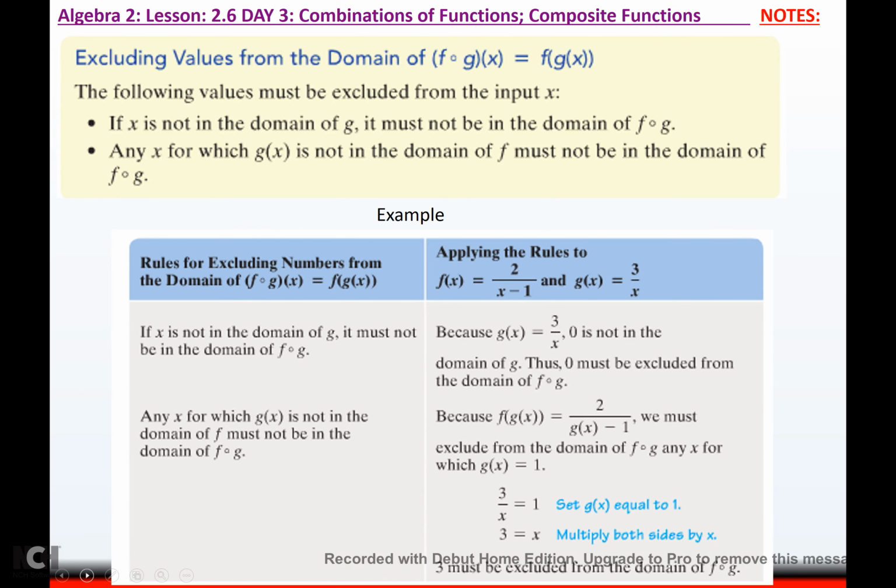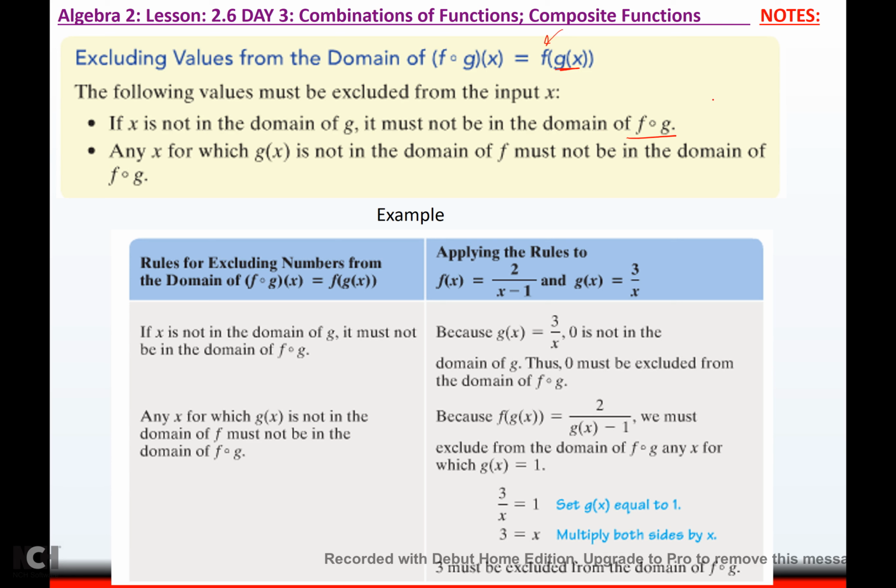Okay, excluding values from the domain of the composition. It says the following values must be excluded from the input x. If x is not in the domain of g, it must not be in the domain of the composition. So whatever one is inside, you find that domain, and whatever that domain is, regardless of what ends up happening, it still has to be in the domain of the composition. So any x for which g of x is not in the domain of f must not be in the domain of the composition.